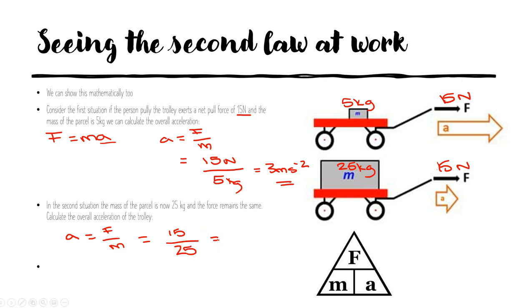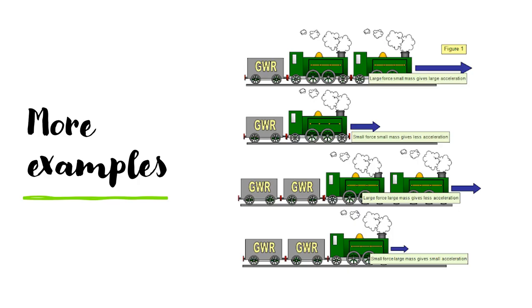So let's do that calculation. When we do this calculation, we will get 0.6, and remembering our units of acceleration are meters per second squared. So we can see here that we will have a much smaller acceleration for the same force, and that makes sense. If we are pulling with the same amount of force, it's going to take more time to get that larger mass up to speed. We see that when we look at the way that vehicles move as well.